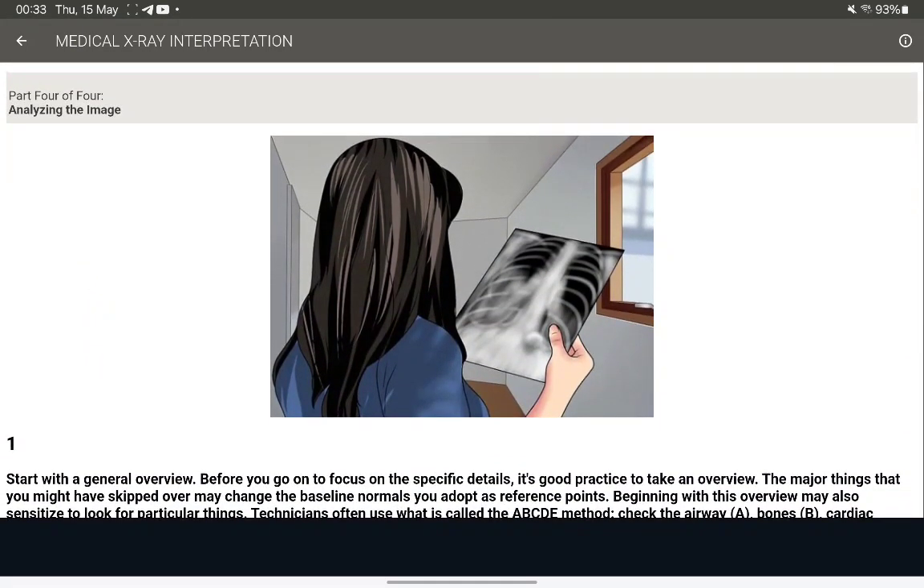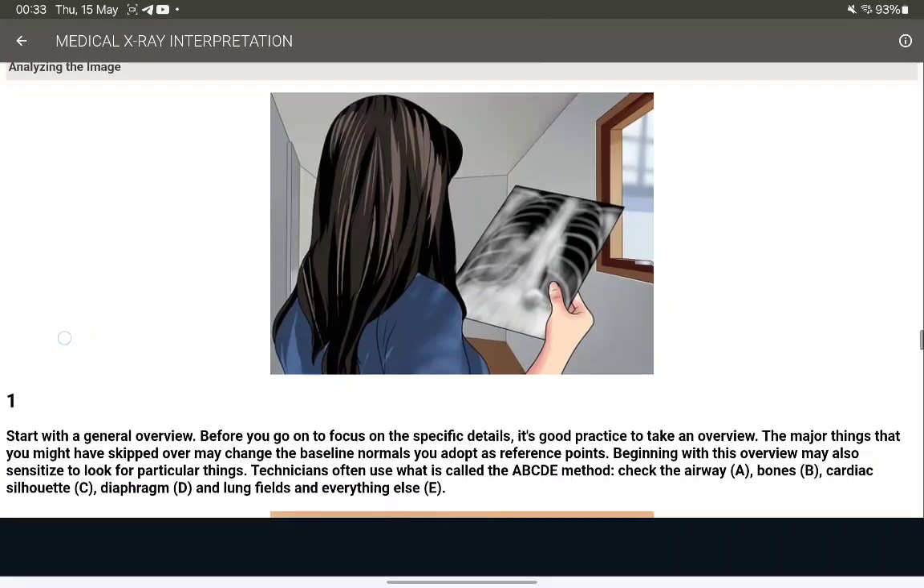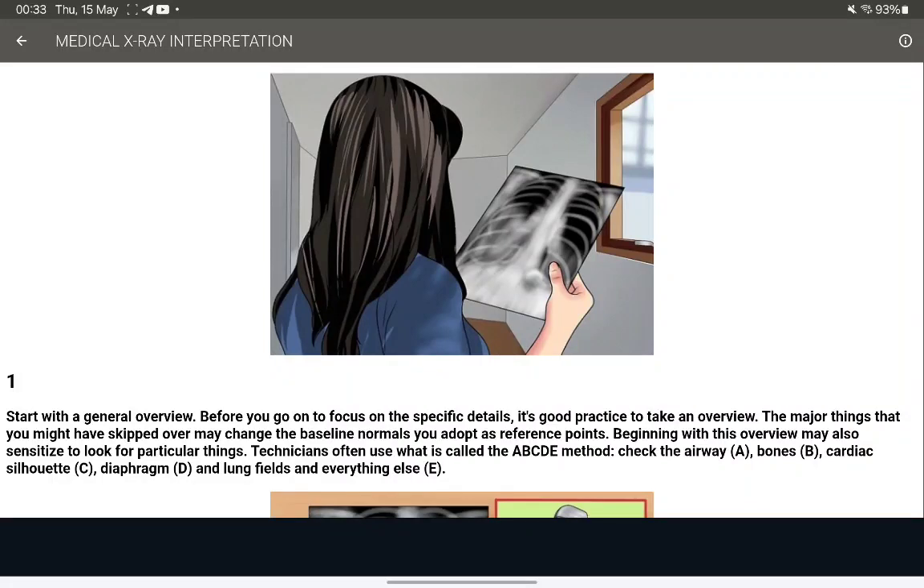Part 4, the last part in this section: how to read the chest X-ray, analyzing the image. This is the role of you as the referring doctor who performed or requested the chest X-ray for the patient to assess his situation. Start with a general overview before you go on to focus on the specific details. It's good practice to take an overview.